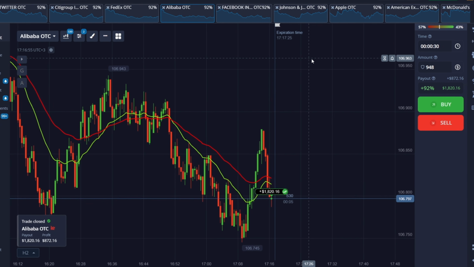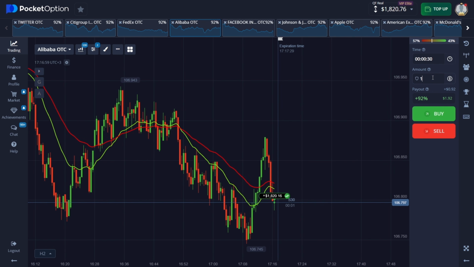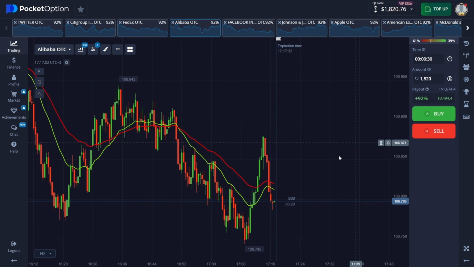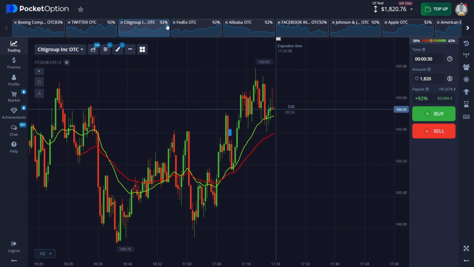With only a few seconds left, it's a win. We won another trade, and my balance has turned into $1,820. Let's find a trade for $1,820 on this OTC market for the 30-second time frame.